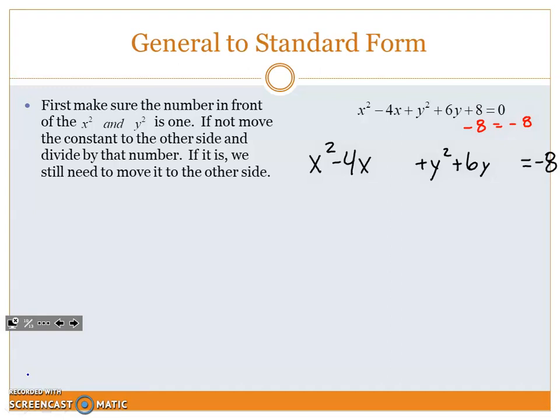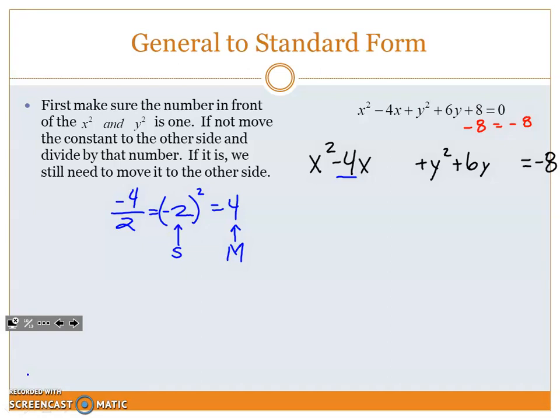So I'm going to start out looking at my b term. Negative 4 divided by 2 gives me negative 2. And then I need to square it, which gives me a 4. Remember, 4 is our magic number. Negative 2 is our secret number.